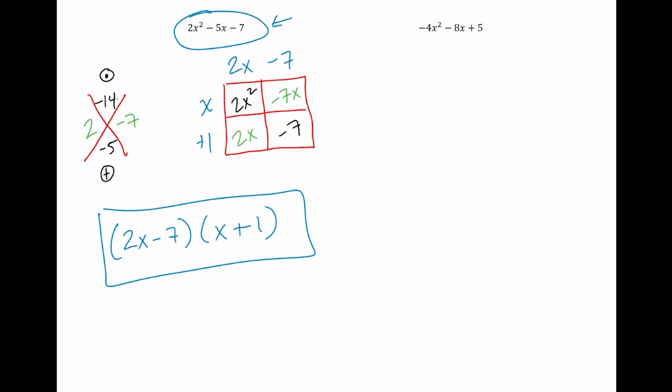All right, last one. And then after lunch, we'll just work on the homework and the IXLs.